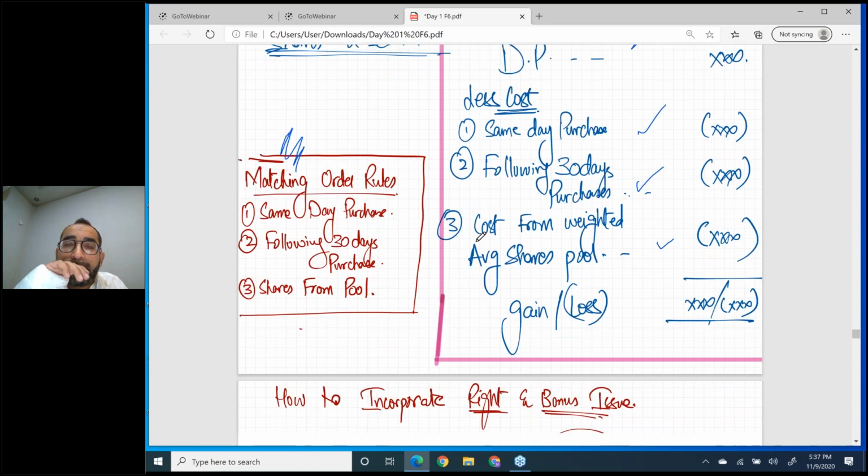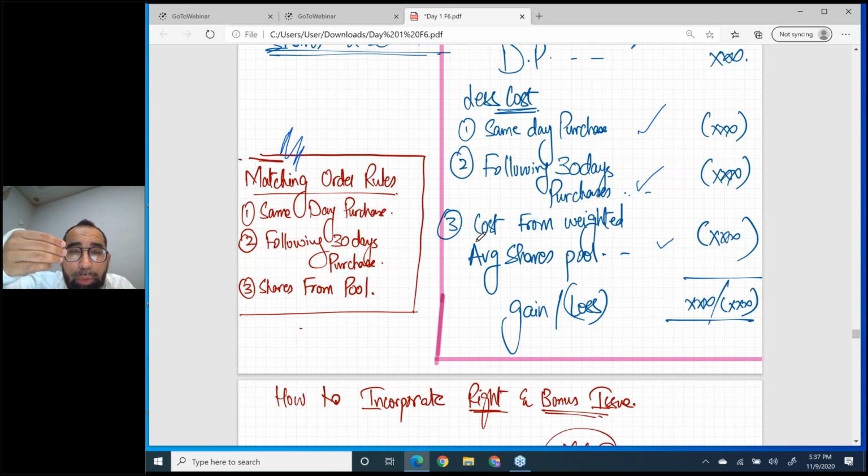One more thing. This is the priority which I just told you: same day purchase, following 30 days, and then cost of shares from pool. What if in your question there is no same day purchase? Then leave it. There is no following 30 days? Then leave it. But this is the order, this is the priority which you must follow.